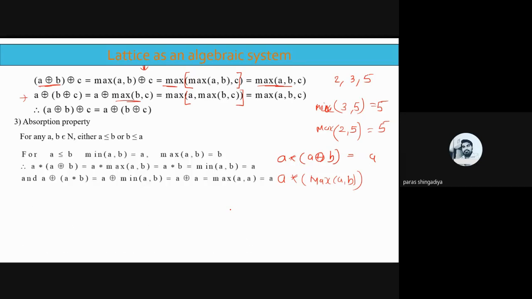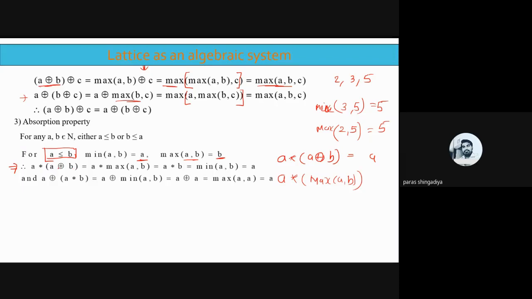So here it is given that for the case 1, A less than or equal to B. Okay? So what is answer of minimum AB? That is equal to A because A is a lower value. And what is answer of maximum of AB? That is equal to B because B is a bigger value. And now let us check the both condition. The first condition is there A star A ring sum B. इसका हमें प्रूव करना है that is equal to A.